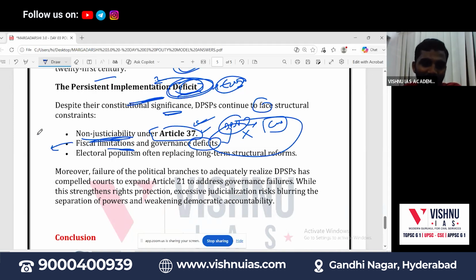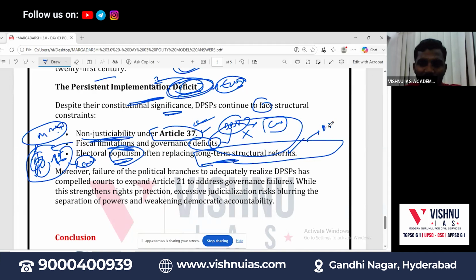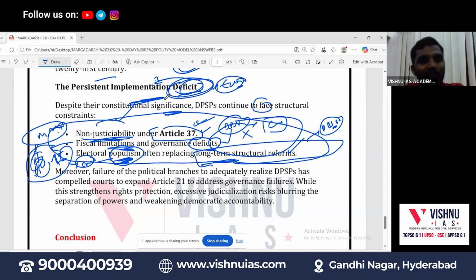Fiscal limitations and governance deficits. And again, governments are generally not villains in implementing these DPSPs. Actually, they want to implement the DPSPs. The problem is money. They don't get money, right? Everybody should have housing, everybody should have shelter, everybody should have public health. If this is to be realized, lakhs of crores we have to spend. So the problem is fiscal limitation and governance deficit. Another one is electoral populism. Most of the time we don't focus on structural reforms. Structural reforms means implementing the DPSPs. But rather than implementing the DPSPs, we are focusing only on temporary things, electoral populism. So these are the challenges, the reasons why we are not implementing the DPSPs.